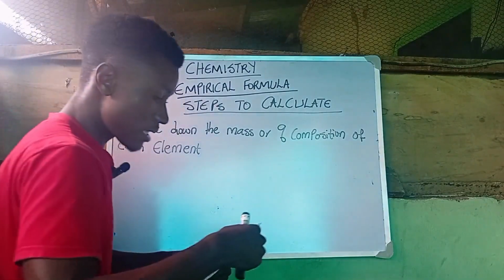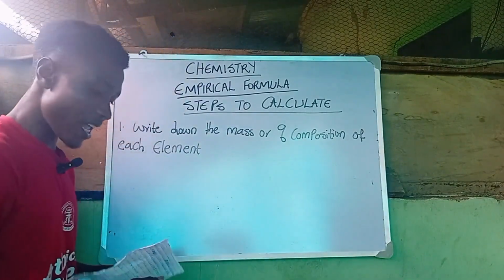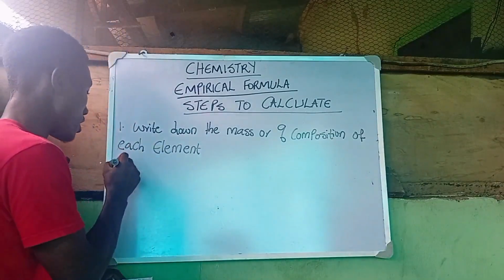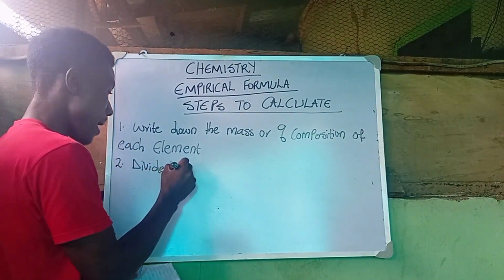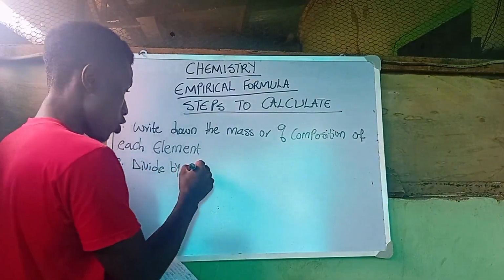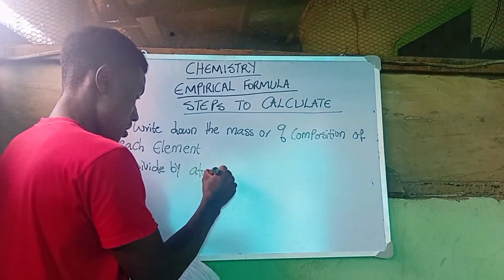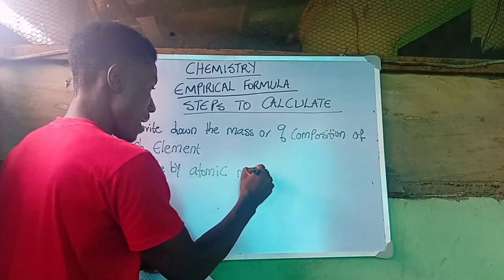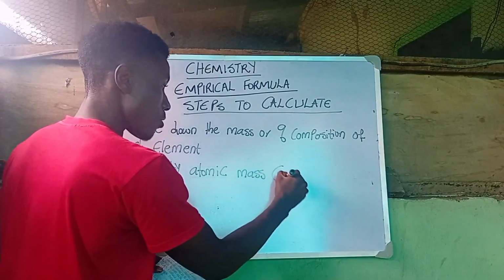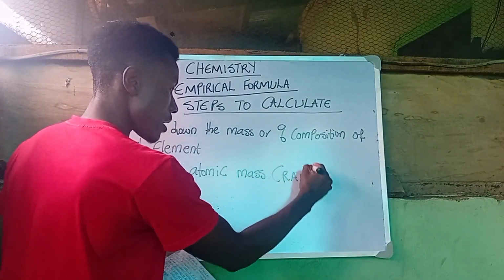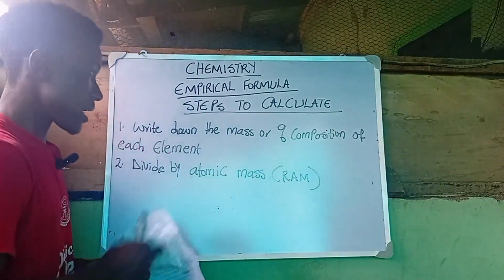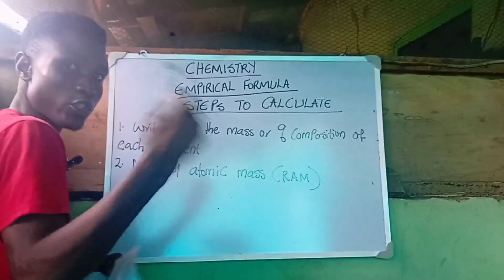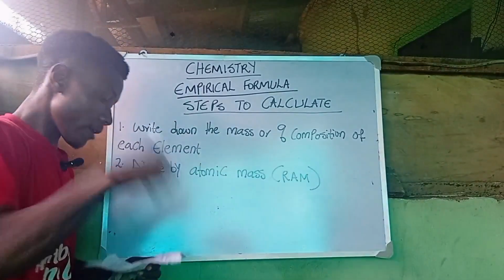Number two is that you divide by their atomic masses. Divide by the atomic mass, which is the relative atomic mass. So you say RAM, the relative atomic mass. I don't know why my marker is not giving me what I want. I just pray you are able to see what I am writing on the board.